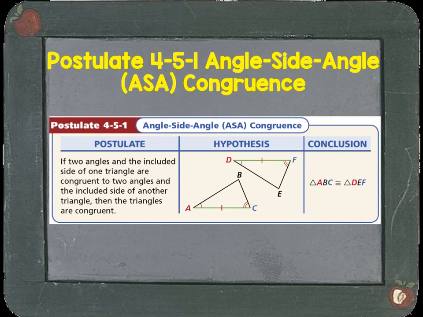So we have the angle congruence postulate. So this is ASA. If two angles and the included side of one triangle are congruent to two angles and the included side of another triangle, then the triangles are congruent. So we have an angle, a side that is in between the two angles, and another angle. So that side has to be included, which is in between the two angles. So this is ASA congruence.